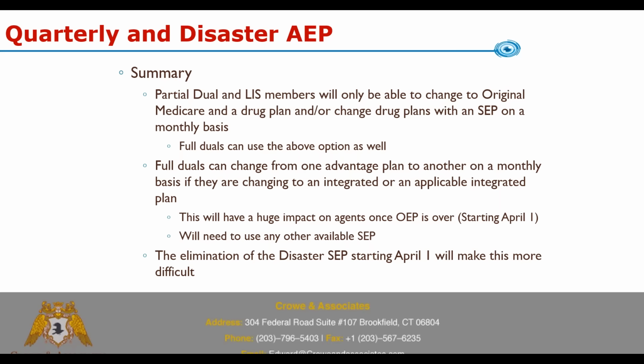Where this will have a big impact on us is after OEP is over. A lot of us rely on what used to be the quarterly election SEP for dual and drug help. That's gone now, as I've described. So for us, it's going to be a matter of trying to find available SEPs for people once April 1st starts. What makes this a little more difficult, and I'll do a webinar on this tomorrow, is the elimination of the disaster SEP starting April 1. So starting April 1st, the disaster SEP is gone. It's been eliminated. So you won't be able to use that any longer for natural disasters that you'd find on the FEMA website.